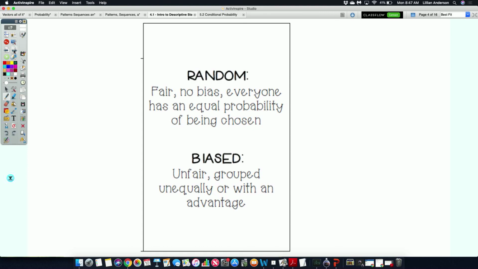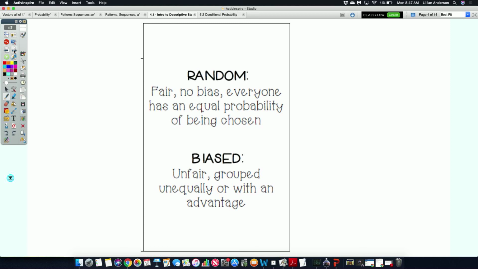With your data, you can either have random data or you can have biased data. Random is data that's fair. There's no bias. Everyone has an equal opportunity of being chosen. Biased data is data that's unfair. It's grouped unequally or with an advantage.